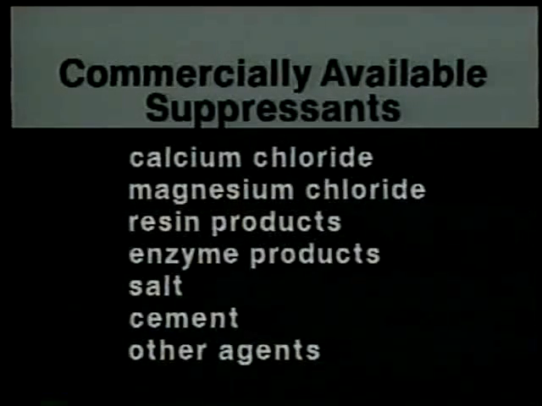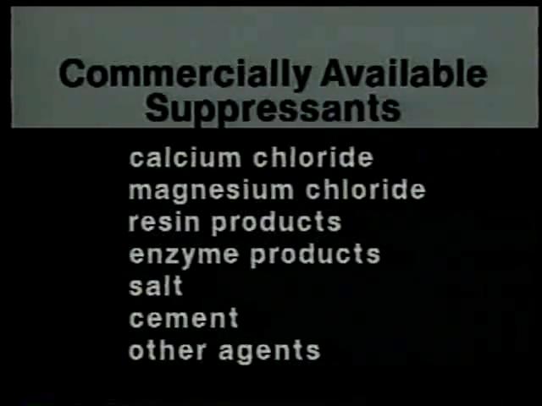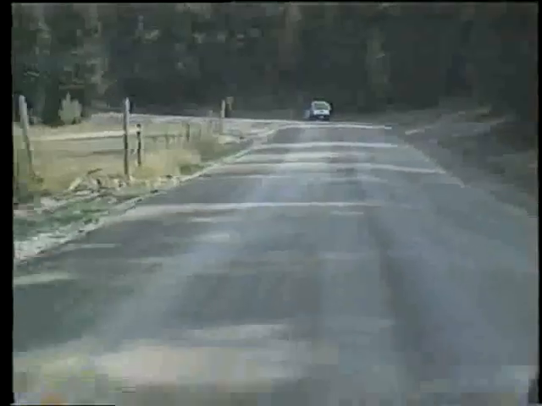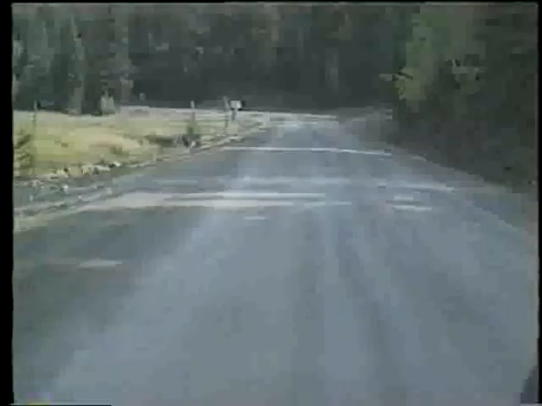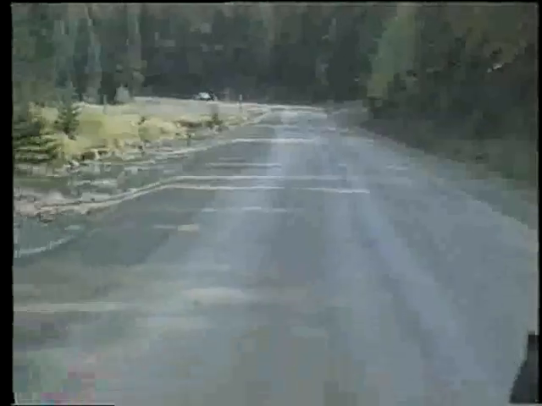So commercially available suppressants make more sense. They include calcium chloride, magnesium chloride, resin products, enzyme products, salt, cement, and other agents. Their use is cost-effective when the amount of traffic on a road is high. These palliatives suppress dust by helping the gravel particles bond together, not allowing the fines to be picked up by traffic and raised as dust.